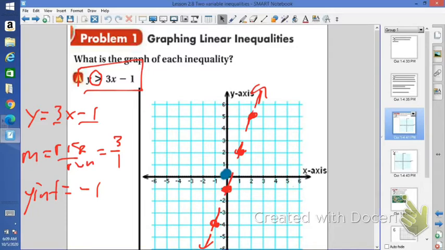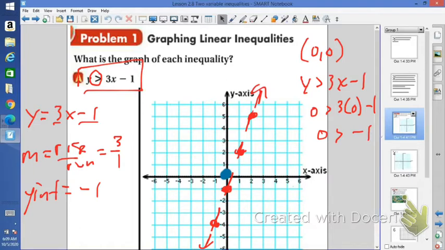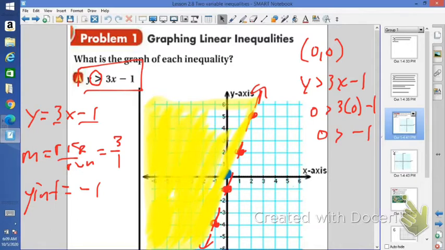Alright? So we're picking a test point not on the boundary line. 0, 0 is not on the boundary line. And we're going to plug that into our inequality. So we're going to plug 0 in for y, and we're going to plug in 0 for x. So we have 0 greater than -1. And you ask yourself, is 0 greater than -1? And the answer is yes. So you're going to shade the half plane toward the test point, and this is step 3. And you're finished.